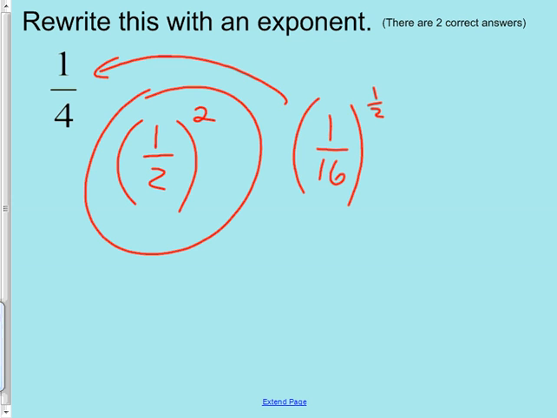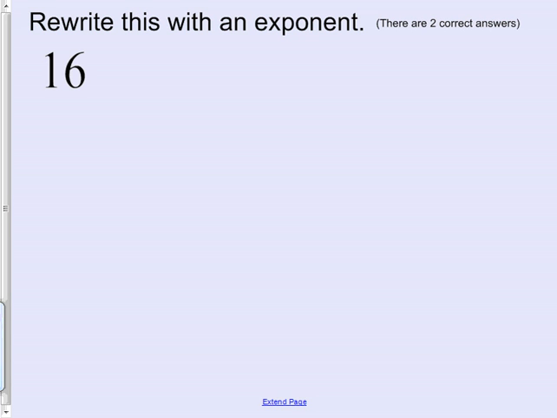Okay, on to this one. Rewrite it with an exponent. Yeah, you could say 16 to the 1 if you want to cheat, but there's 2 other ones. Yes, sir. 4 squared is a good one. That's 16, and it's using an exponent. What else you got? Yes. 2 to the 4th. That's the other one we were looking for.